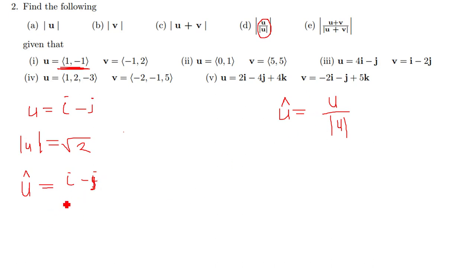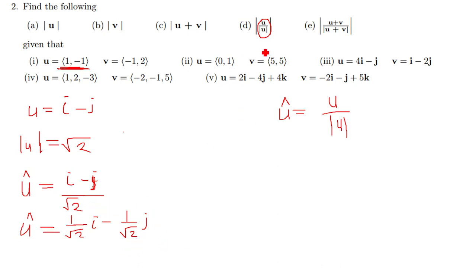Okay, so we divide everything by the root of 2. We divide u by its magnitude. When you divide this by its magnitude, we're going to find the unit vector to be 1 over the root of 2 i, and then let me just write it properly: 1 over the root of 2 i, then minus 1 over the root of 2 j. So this is the unit vector in the direction of u.